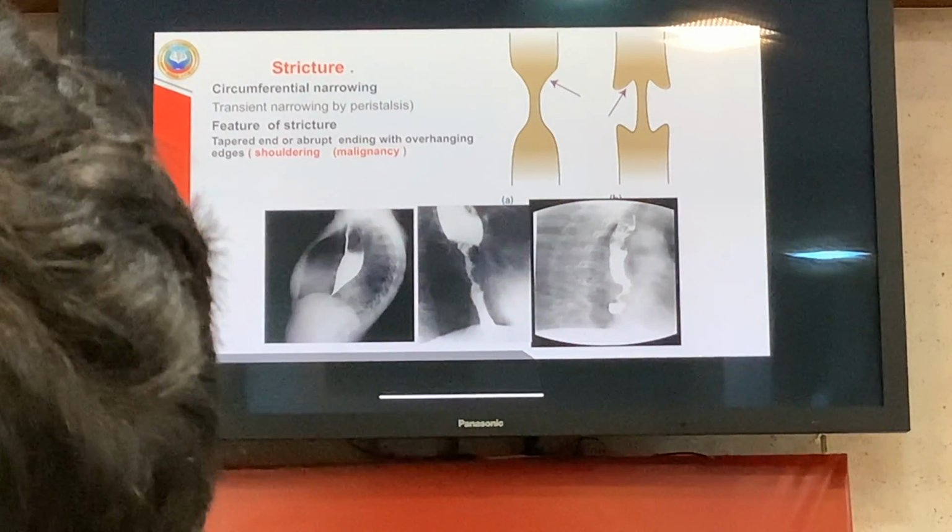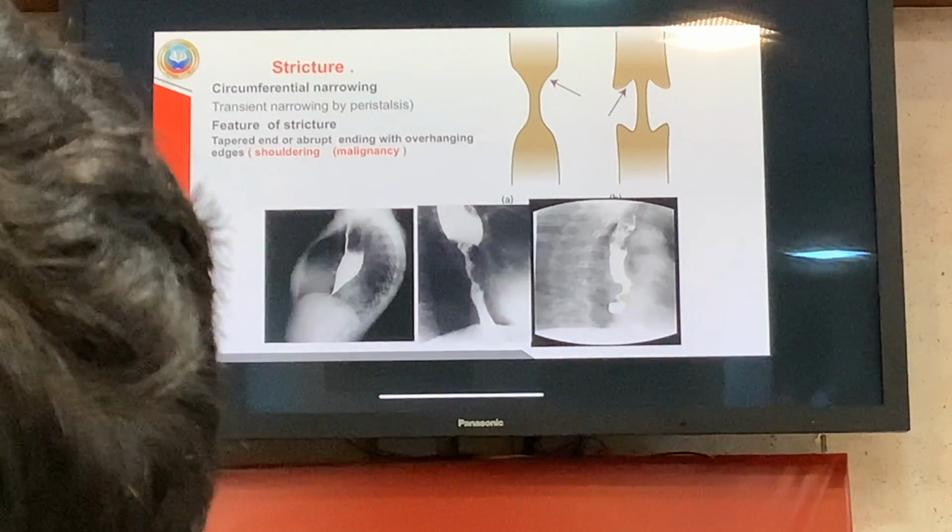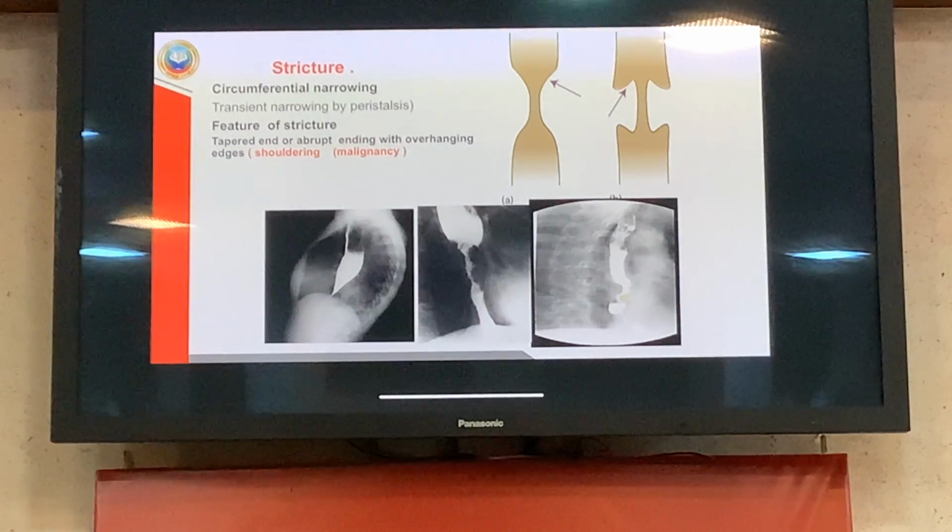Stricture. It is a circumferential narrowing. It should be constant. As you know, in the barium study the patient moves during the examination, and with peristalsis, if there is a narrowing related to peristalsis, it is transient. But a constant stricture indicates pathology. So the feature of the stricture is most important, whether it is tapered or there is overhanging shouldering. Shouldering indicates what? Indicating malignancy.